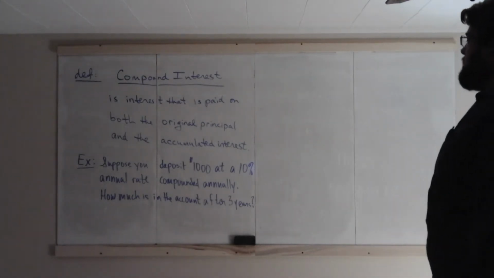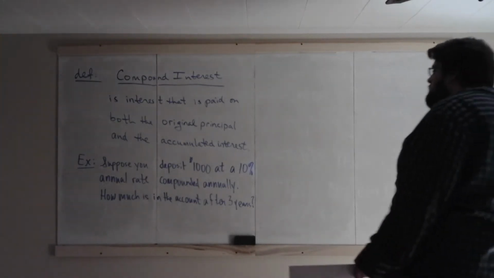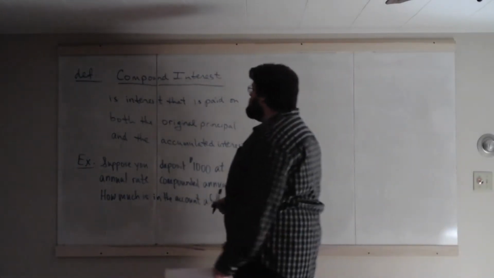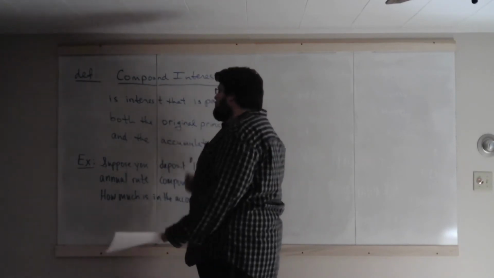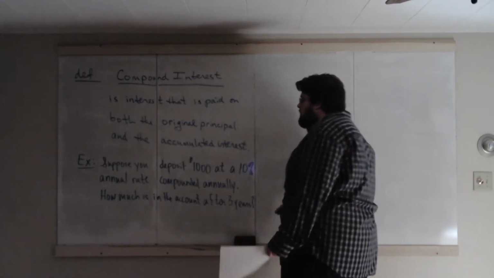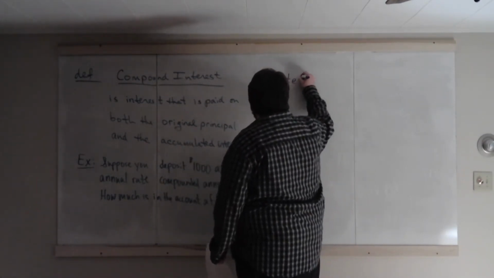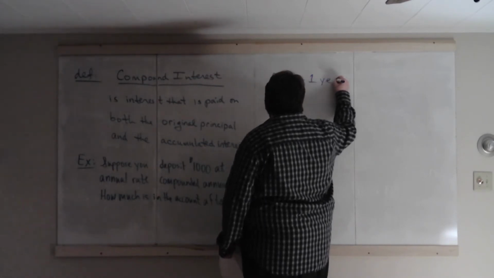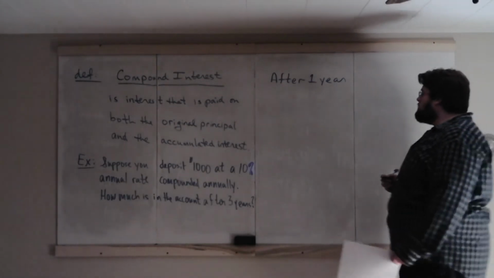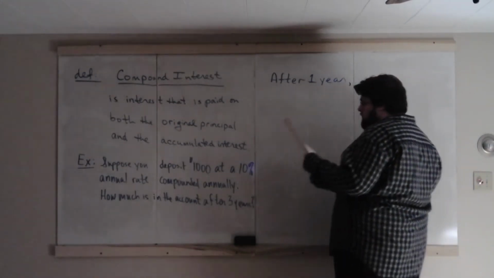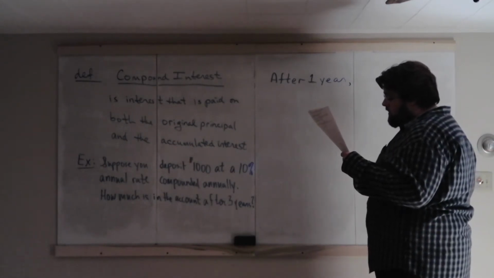So what that means, compounded annually, is you figure out how much interest you earn in 1 year, and then in the next year, the interest will be the interest that you earn on the original plus that first year of interest. So let's write this like this. So let's say after 1 year, because this is an annual rate compounded annually, after 1 year, we will use the simple interest computations to find the interest earned.